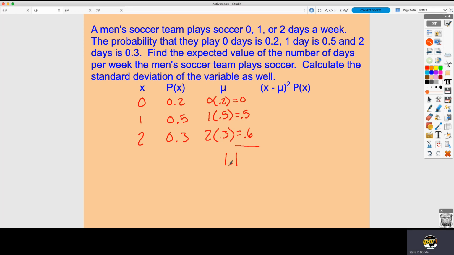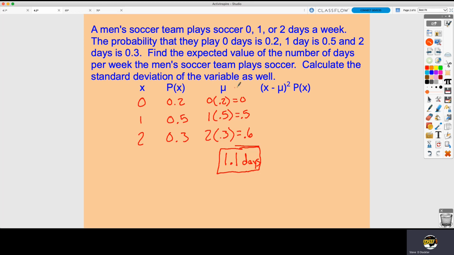All right, and then what we can do with that, so this is our first answer. Find the expected value. That's going to be 1.1 days per week. Then what we can do with that is we can use that to find our standard deviation here. All right.